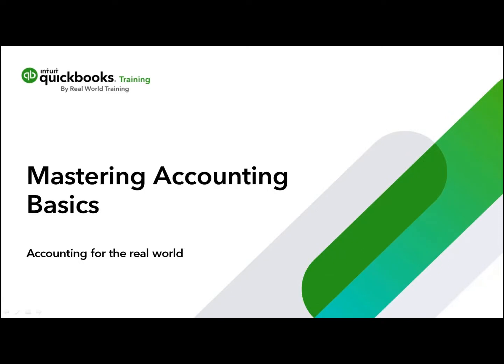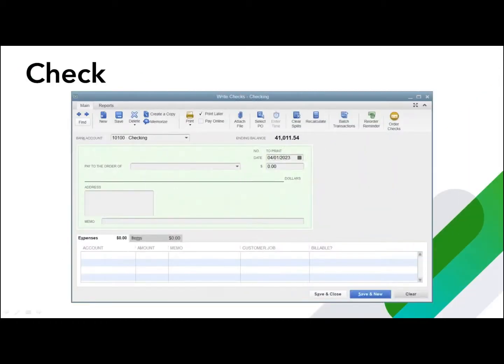Remember, use T accounts to see the debits and credits for a transaction. Let's look at the debits and credits for a check. This is the Write Checks window in QuickBooks. You use this window to enter a check in the next topic.